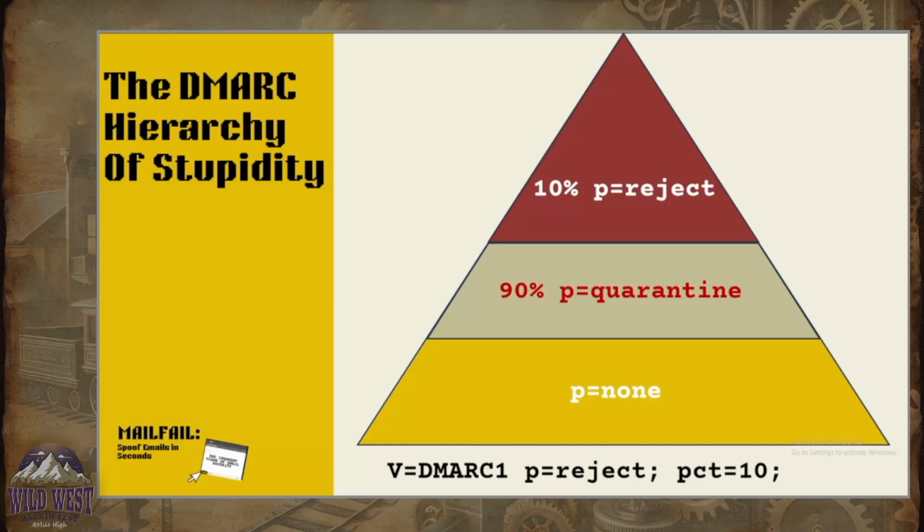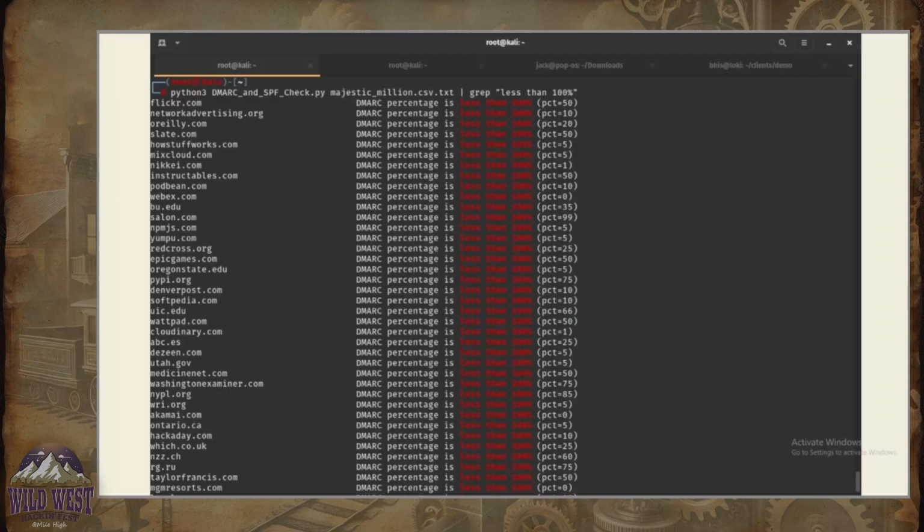So the main issue with this is when you have quarantine and you have percent equals something less than 100, because now there's a chance that I can hit your inbox instead of spam. So the same script that I was running before, I run it, and then all I do is grep for less than 100, so we only get those results. And you can see from here we have Flickr, O'Reilly, a bunch of EDU websites, pypi.org. And all on the right side, you can see which percentage they're set to.